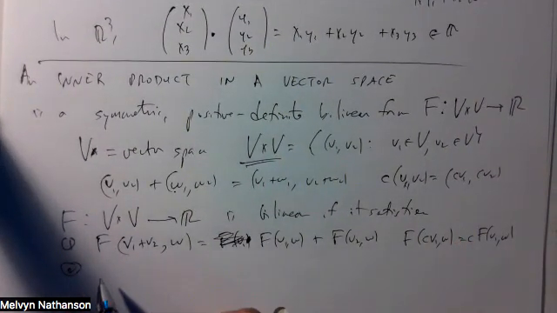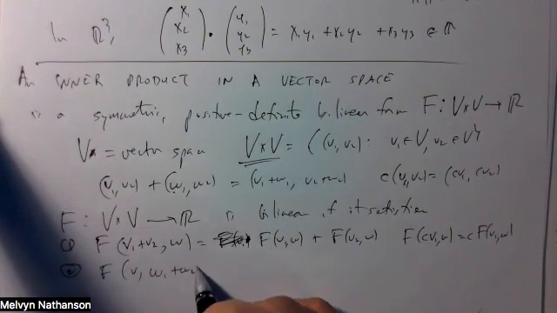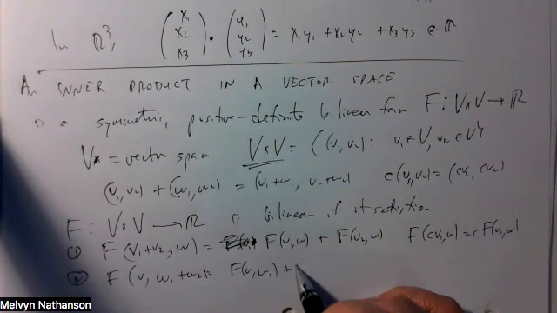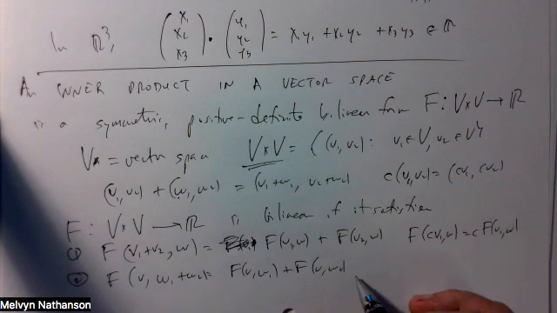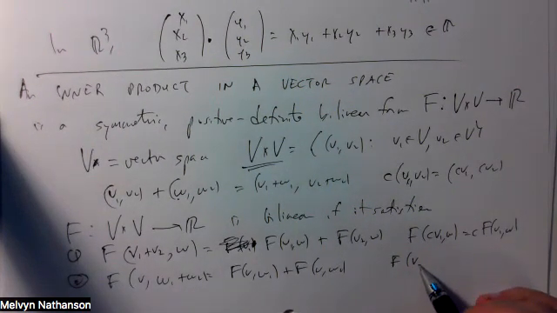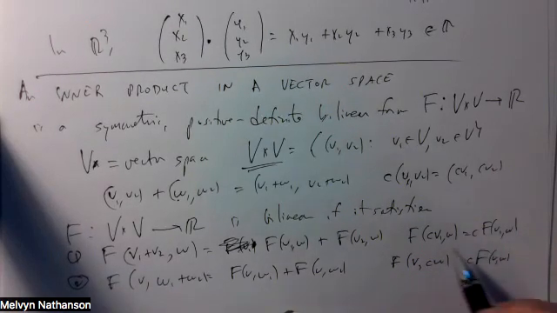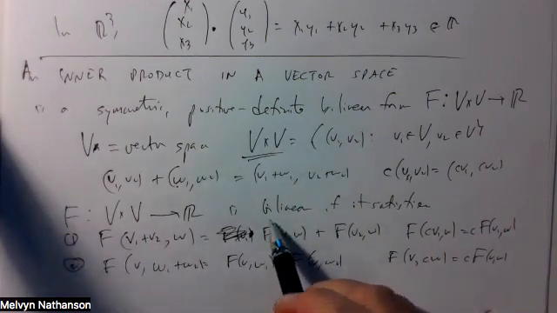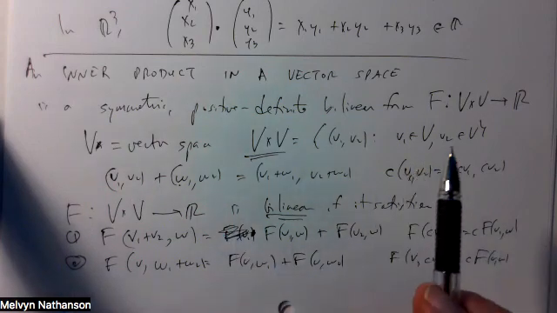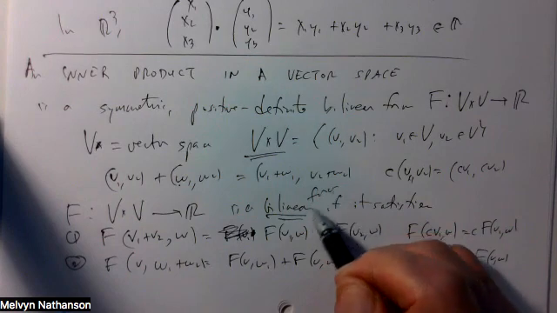Similar properties hold for the second variable. F of (v, w1 plus w2) is F of (v, w1) plus F of (v, w2), and F of (v, c w) is c times F of (v, w). So a function from V cross V to R with these properties is called a bilinear form.